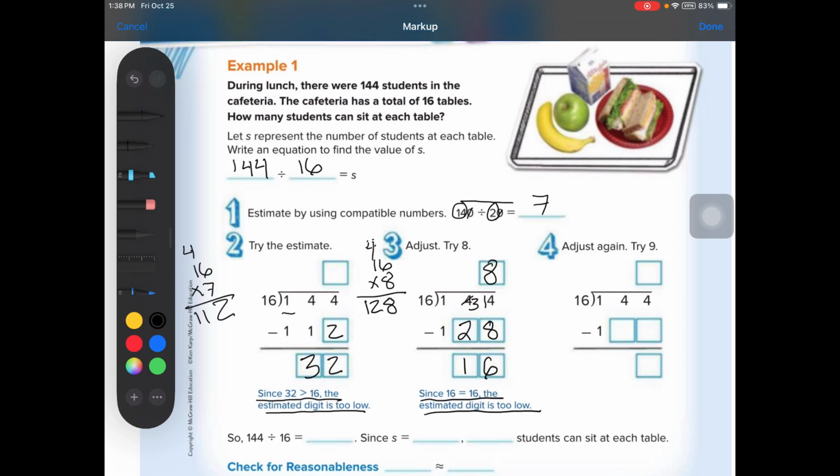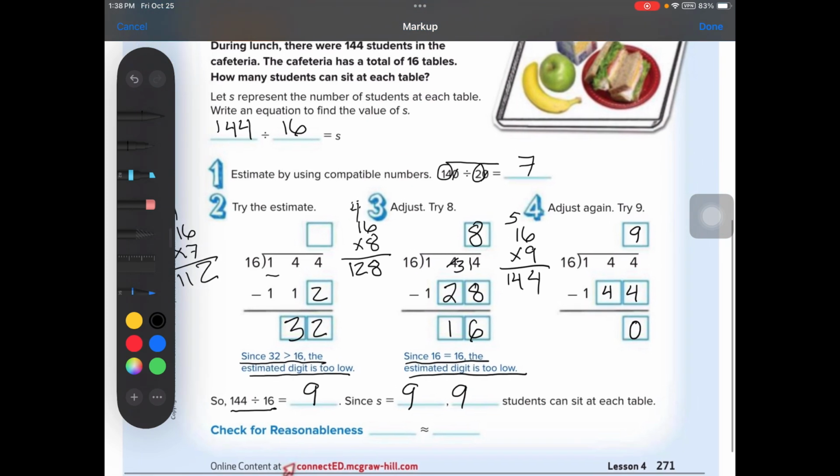Well, goodness sakes, we haven't hit our just right Goldilocks zone. So let's try again. Let's do 16 times 9. 9 times 6 is 54. 9 times 1 is 9, plus 5 would be 14. So we have 144. So 9 times 16 is 144. Oh, hooray. That's our Goldilocks zone. That is just right. So 144 divided by 16 is 9. Since S equals 9, 9 students can sit at each table.